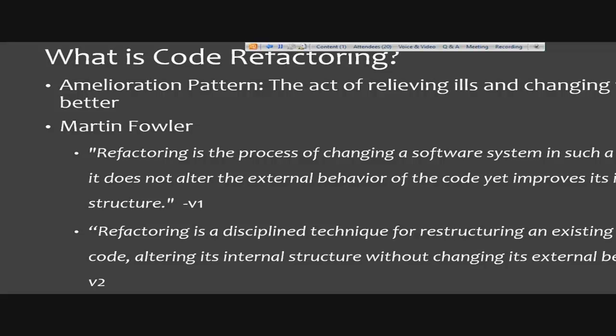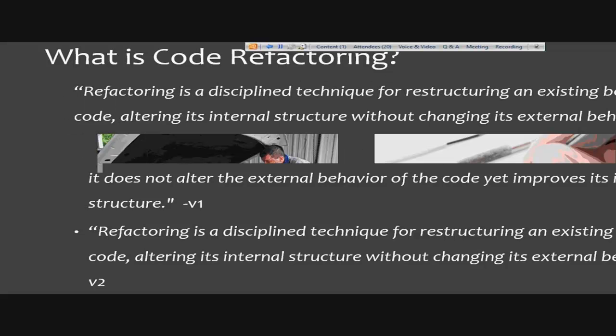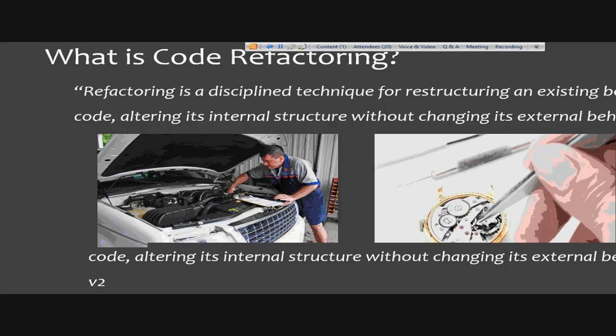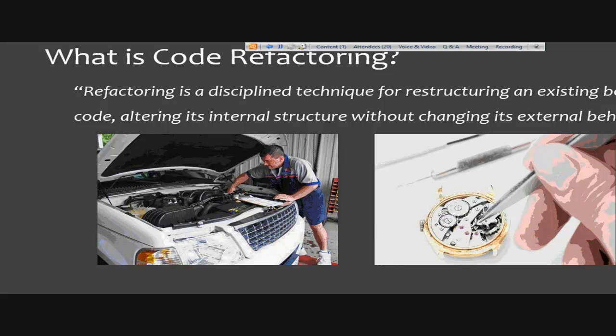It's not even a practice or process any more. He's saying it is a disciplined technique. And the most important part for us is without changing the external behavior of the system and only changing the internal structure of the program. So that's the definition of code refactoring. We can correlate with the analogies I try to give here with these pictures of a mechanic who is replacing the internal parts of the car, but basically he is not altering any of the user behavior of the car.